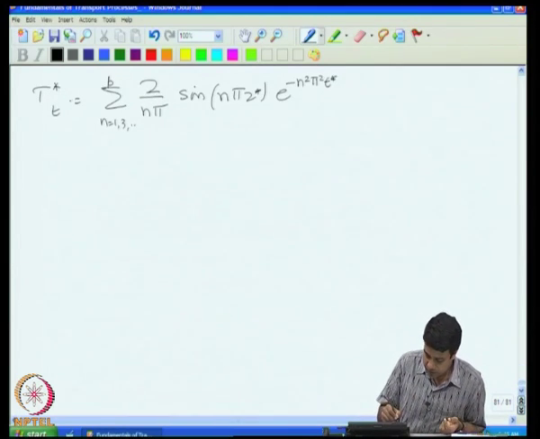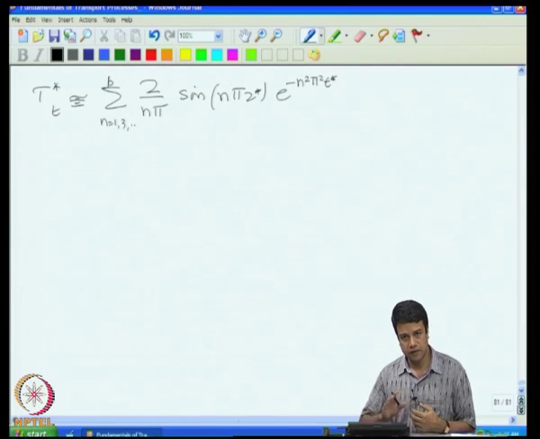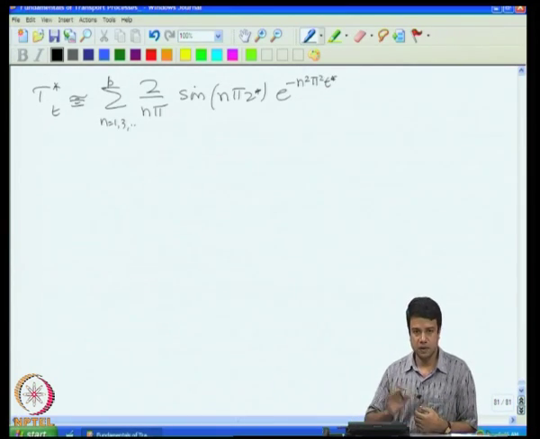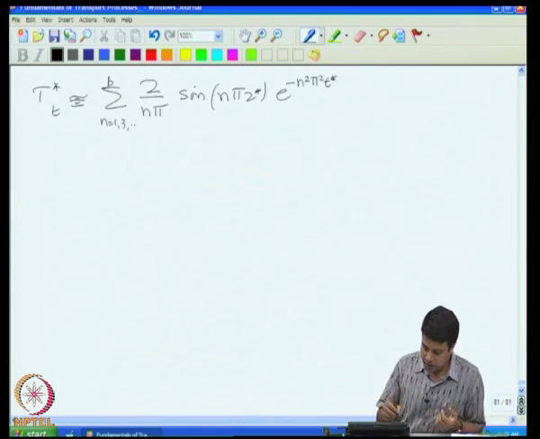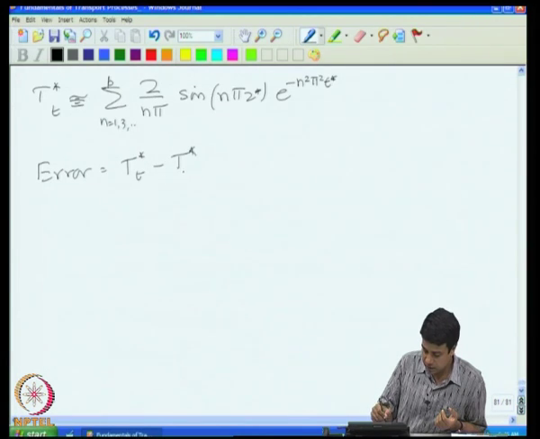This is an approximate solution because I have cut it off at some particular value of n. I have neglected the higher order terms in this expansion in n. What is the error that I am likely to make because of this? Okay. The error will be equal to T star minus the approximate solution that I have.